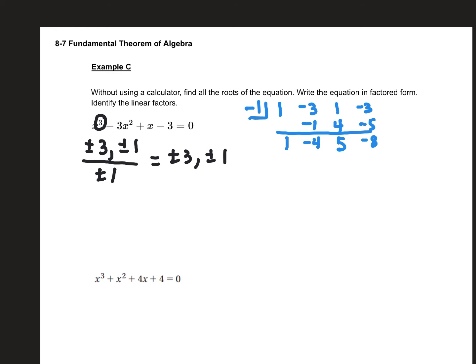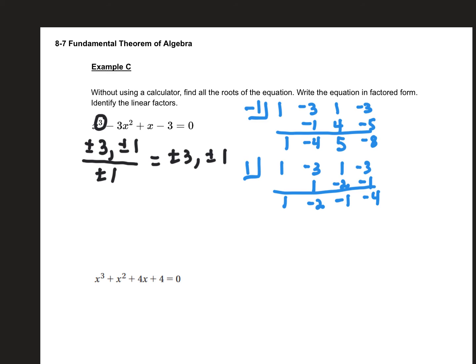So we're going to go ahead and try 1. So we have 1, -3, 1, -3. Bring down the 1. 1 times 1 is 1. -3 plus 1 is -2. 1 times -2 is -2. 1 plus -2 is -1. 1 times -1 is -1, so that's -4. So that isn't an answer either.